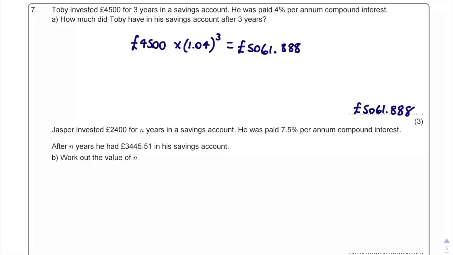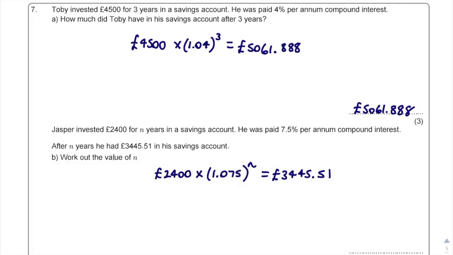Okay, so the first thing we need to do is form an equation similar to what we did in the first part. So he invests £2,400. He gets 7.5% compound interest per year, so we're going to multiply that by 1.075. Now, after n years, he gets £3,445.51. So, rather than trying to solve this equation for n, what I'm going to do is plug values into this equation. So we're going to have n equals 1, n equals 2, n equals 3, and so on.